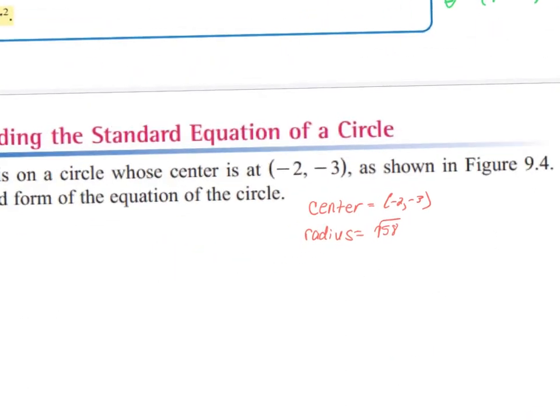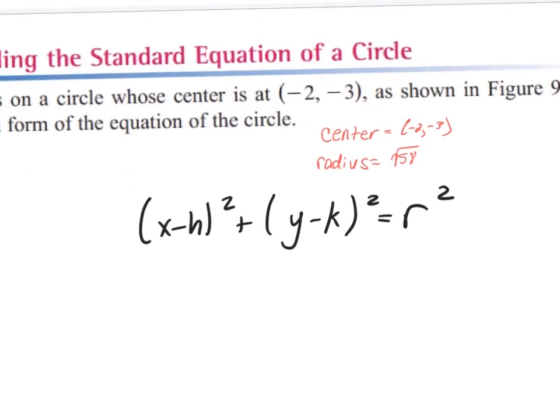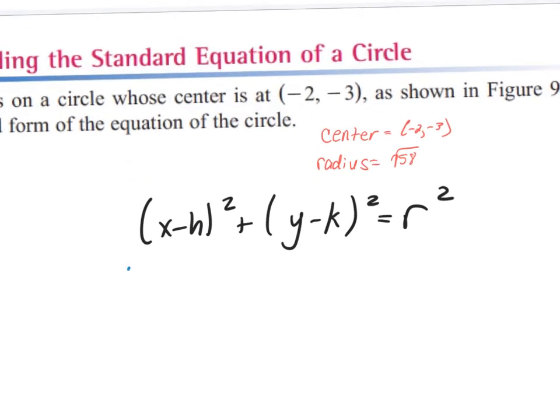So to write the equation of our circle in standard form, remind yourself the equation of a circle in standard form is x minus h quantity squared plus y minus k quantity squared equals radius squared. So fill in what you got. X minus, well, the center is at -2. So if you guys notice here, two negatives make a positive, so this would be x plus 2 squared.